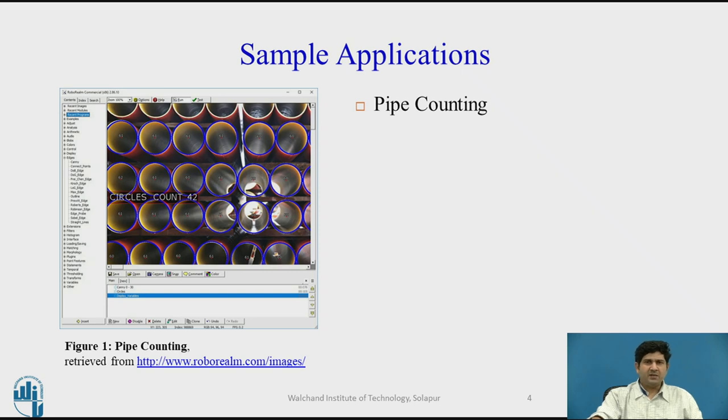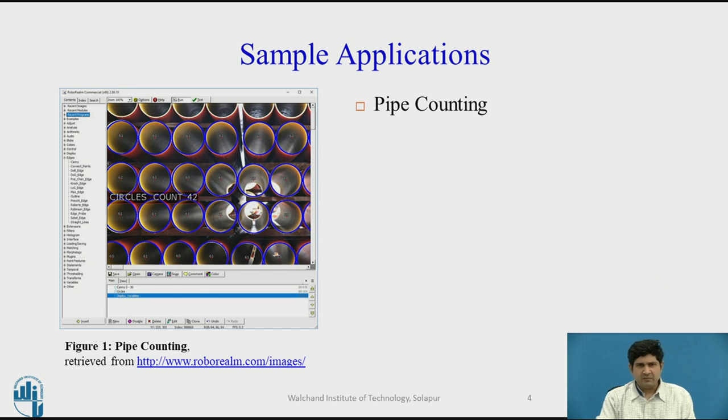So here I've taken a very simple application of machine vision, and this involves pipe counting. This is, in fact, from the website of a machine vision software developer called RoboRealm. They are third-party developers of image processing and machine vision software. An important aspect when it comes to machine vision application is quality control and inventory management. So this is one application in which machine vision systems have been used to count the number of pipes in this particular setup. So very simple tasks.